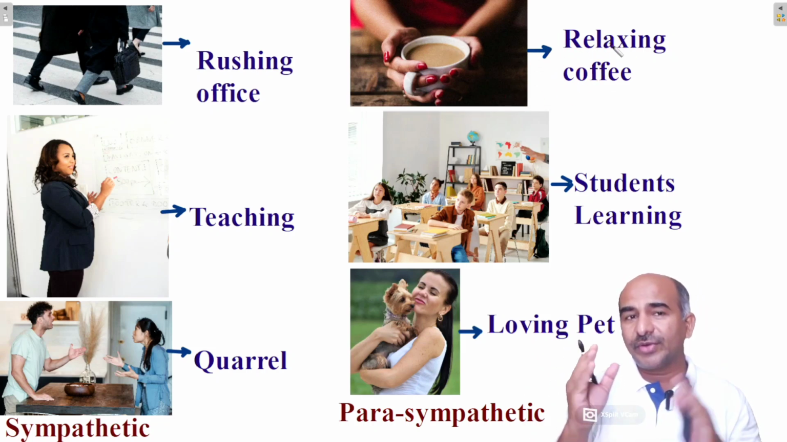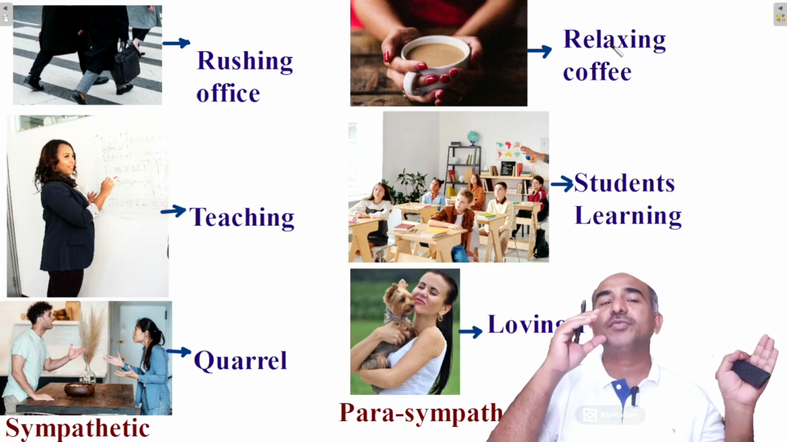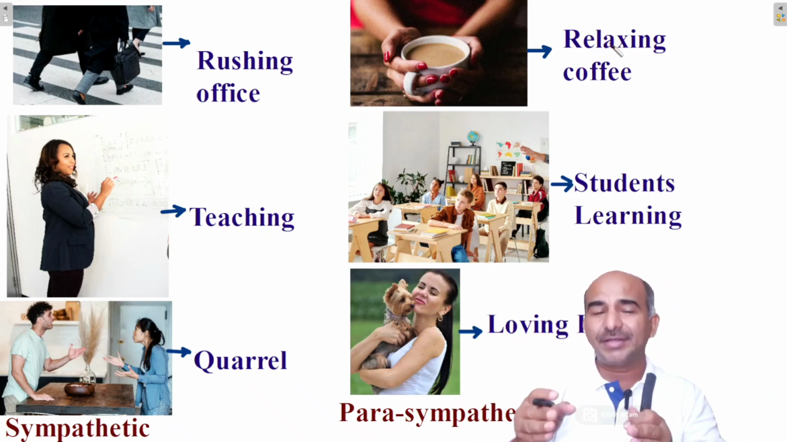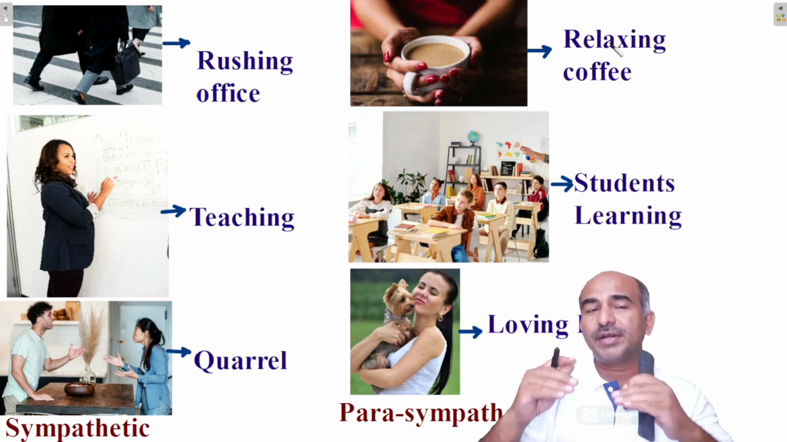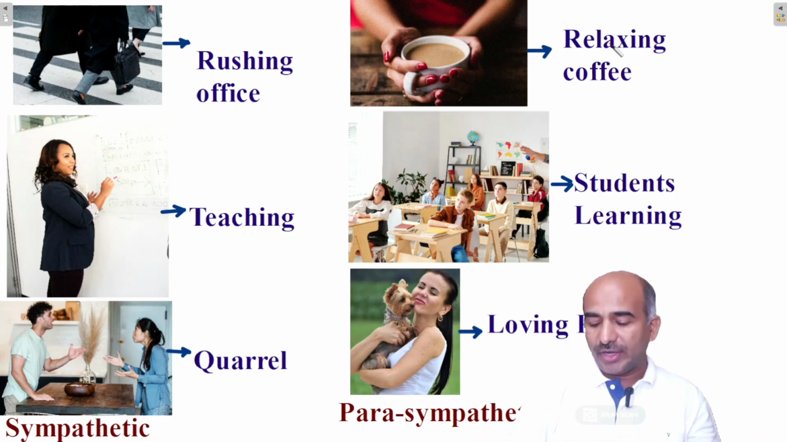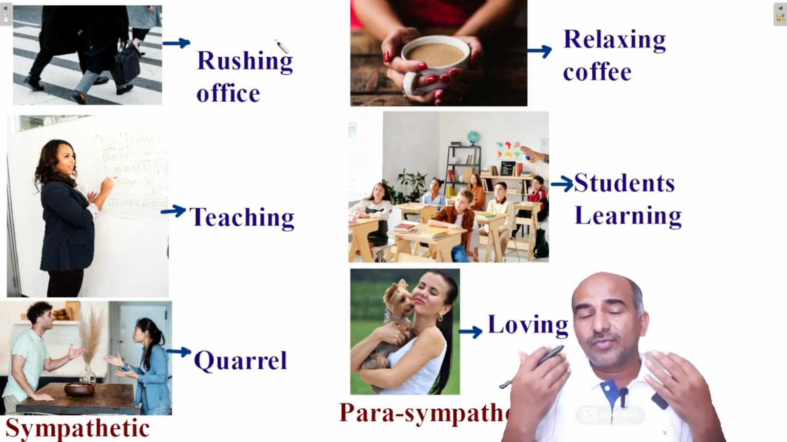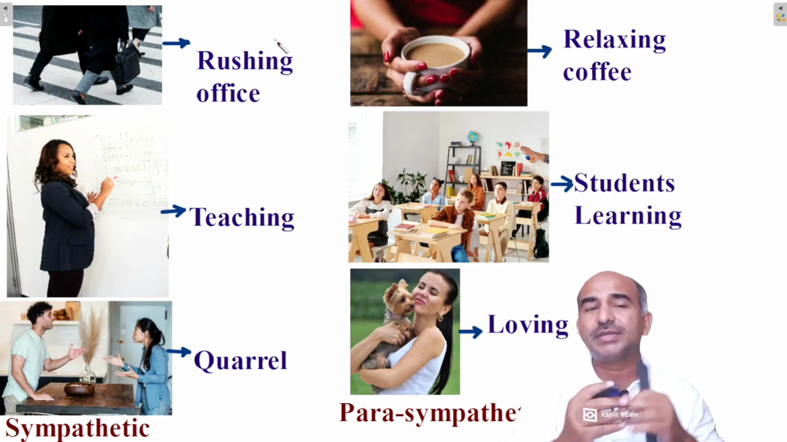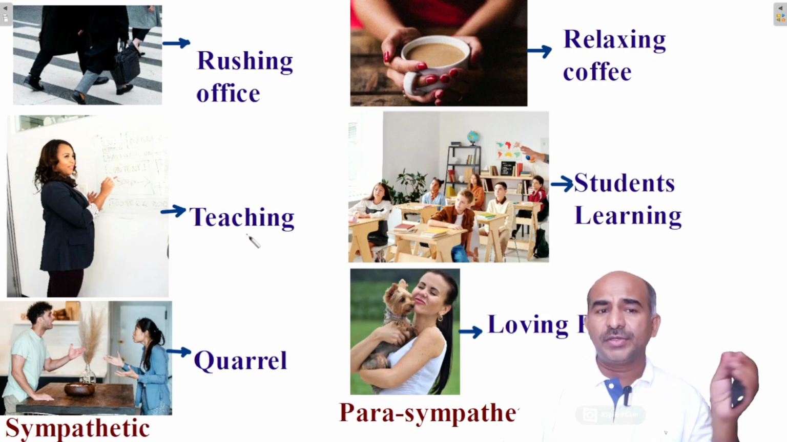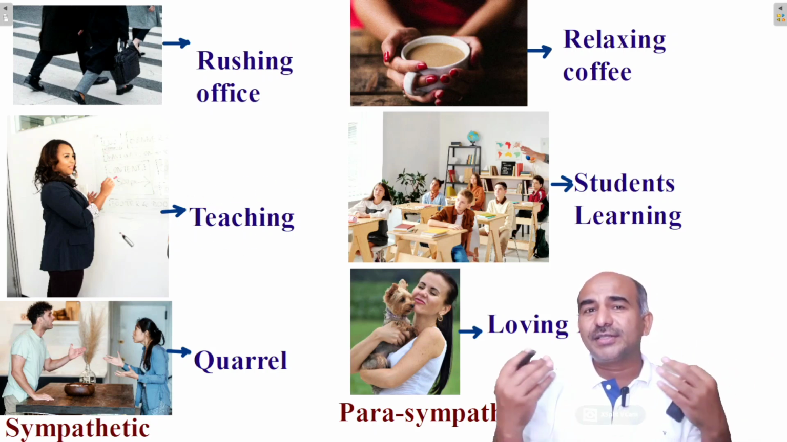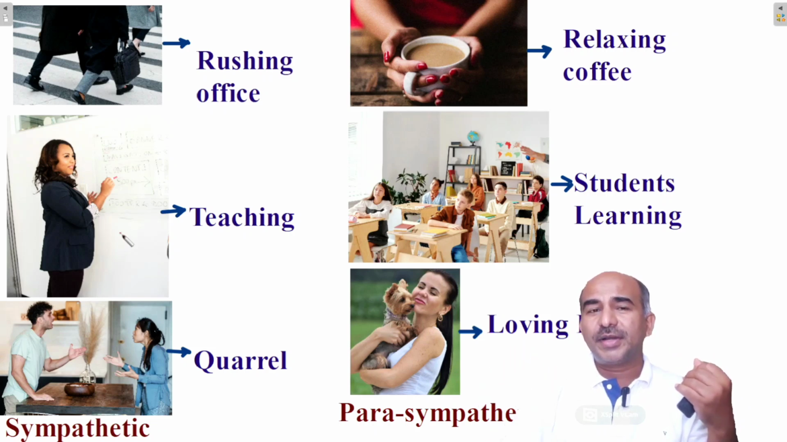So in your body, when you relax after college and go home and take a sip of coffee, which system is active? Parasympathetic is more active. Heart rate decrease, respiratory decrease, blood pressure decrease. But early in the morning, when you are rushing to your college or school or office, heart rate increases, blood pressure increases, and the body's temperature is warm. So which system is active? Sympathetic. Got the point? Similarly, now I am teaching you, my heart rate increases, blood pressure increases, respiratory rate increases. So my sympathetic system is active.